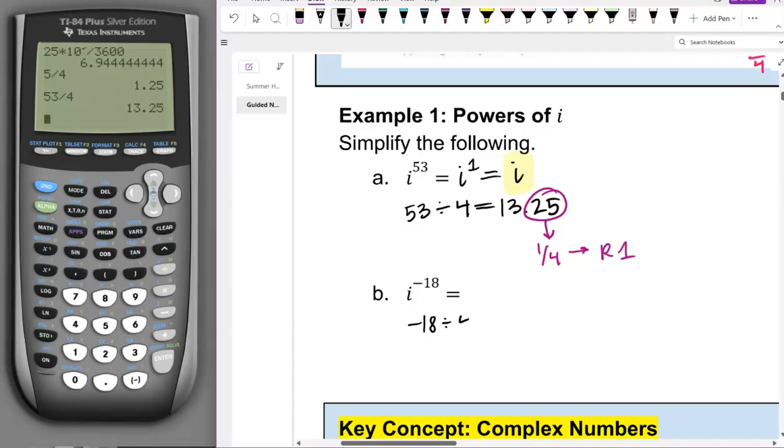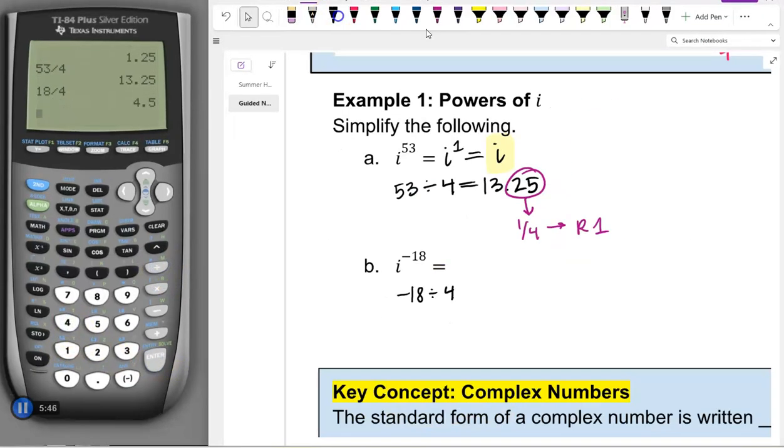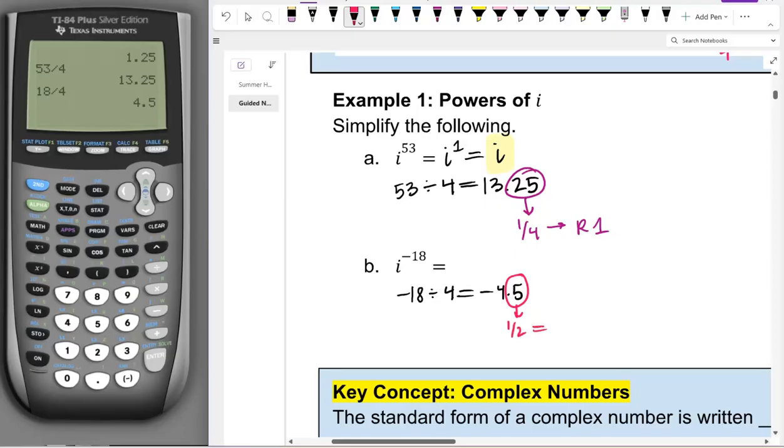Similarly, you're going to take the power divided by 4. And again, you can do that on your calculator if you want. But keep in mind that you're not going to have a calculator when it comes to this quiz or test for chapter 0. So you'll need to know how to divide 18 by 4 and get that answer. So it's negative 4.5. I know that 0.5 is the same as 1/2, which is the same as 2/4, which means that this is a remainder of negative 2.